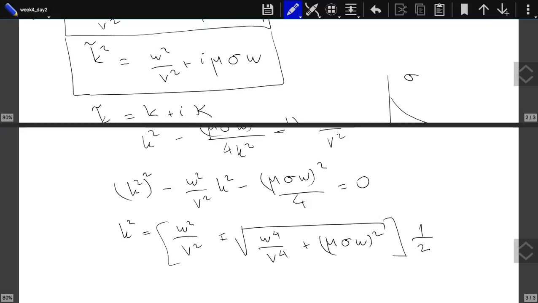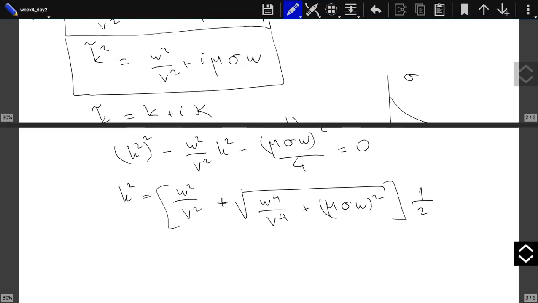But you see, K squared, we defined it to be positive. K is real, so K squared is positive. So here I have two solutions. The negative solution is negative, so I only have the plus sign. So you see, omega over K, which is supposed to be the velocity of the wave, is not equal to V. So the dissipation basically changes the speed also.